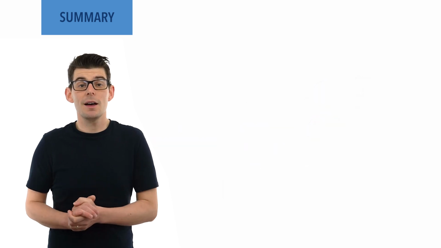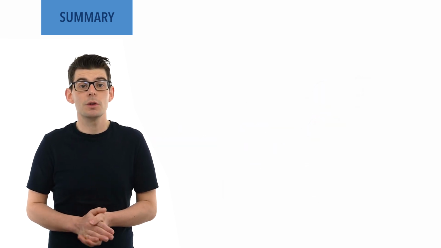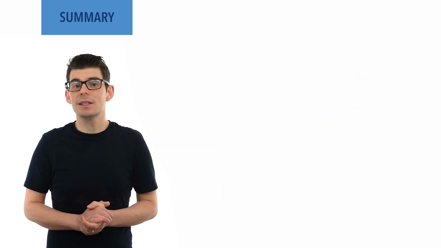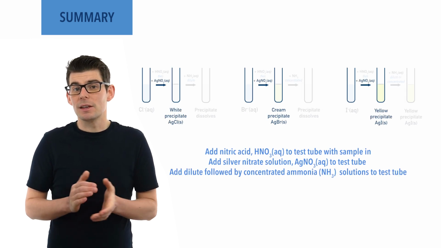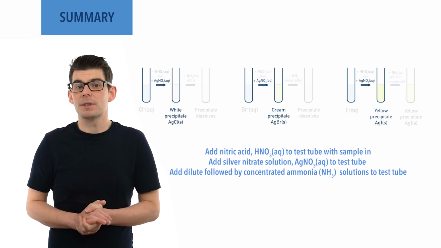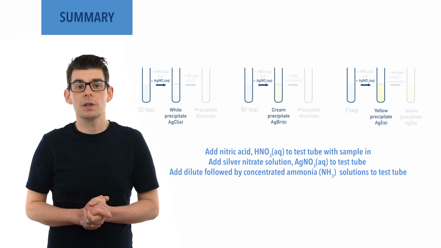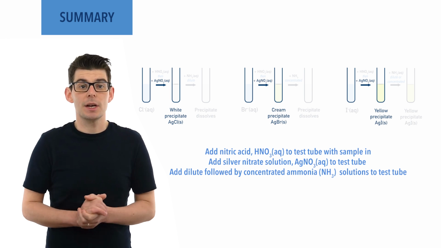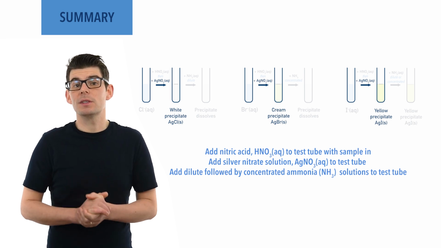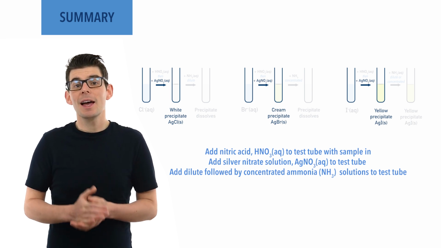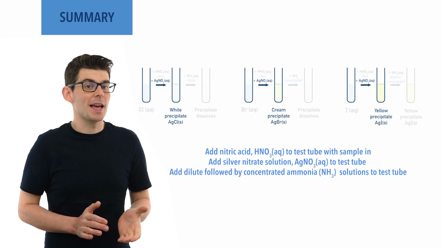Chloride, bromide and iodide ions in aqueous solution can be identified using acidified silver nitrate solution and ammonia. As they form insoluble silver halide precipitates when mixed with silver ions in water, and the precipitates have different colours: white for silver chloride, AgCl, cream for silver bromide, AgBr, and yellow for silver iodide, AgI.